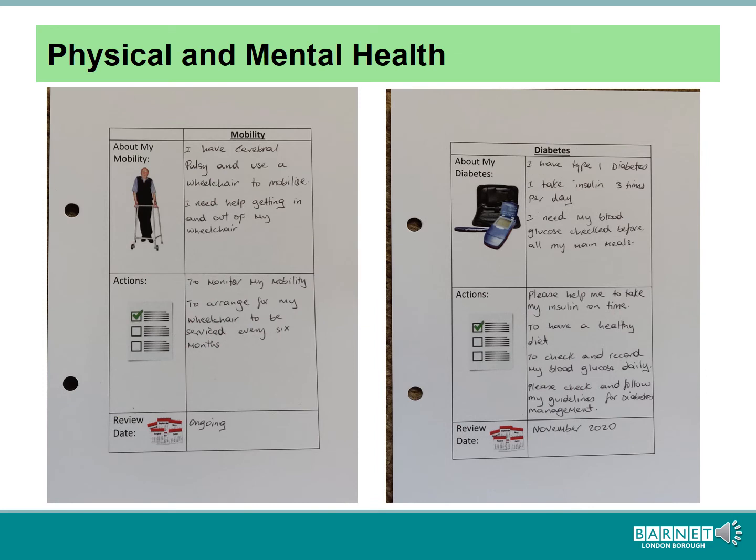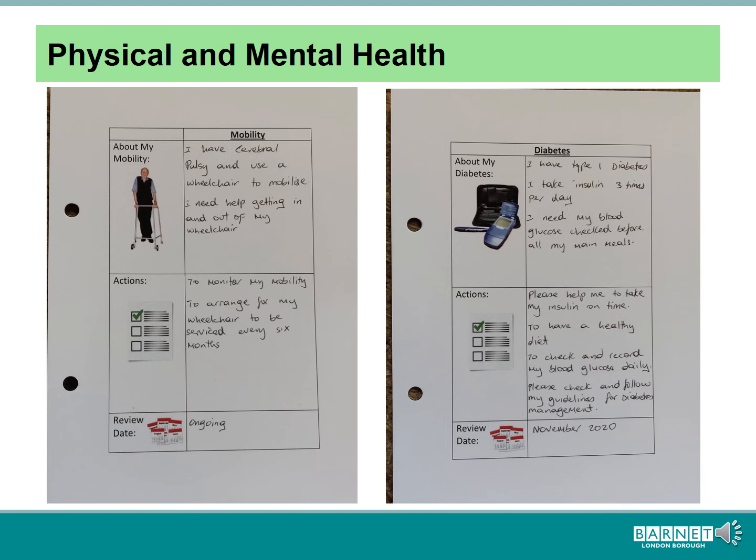The other two examples here are mobility and diabetes. In terms of mobility, the person might have cerebral palsy and use a wheelchair to mobilize. They also might need help getting in and out of that wheelchair. So the action planning for that would be to make sure that the wheelchair is being serviced regularly, and also to monitor that person's mobility to see if it's deteriorating or not. And then you have your review date as well.